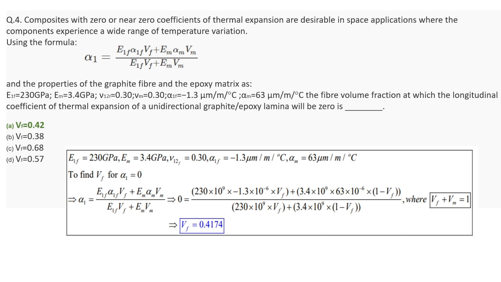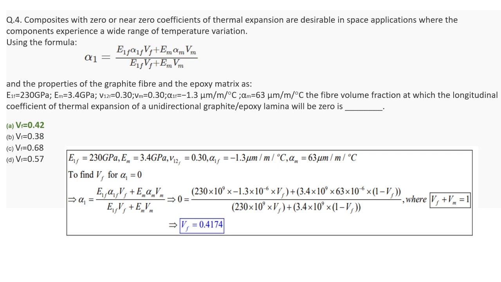And next, question number 4. Here we have to use this formula, and the properties of the graphite fiber and epoxy matrix are given. That is E1F is 230 gigapascal, EM equal to 3.4 gigapascal, mu12F equal to 0.3, mu M equal to 0.3, alpha 1F equal to minus 1.3 micrometer per meter per degree centigrade, and alpha M is also given, 63 micrometer per meter per degree centigrade.